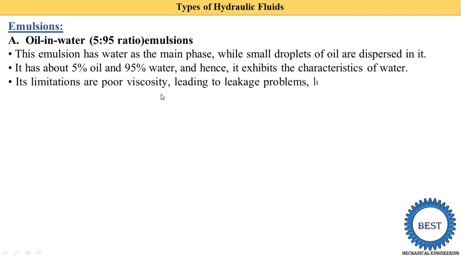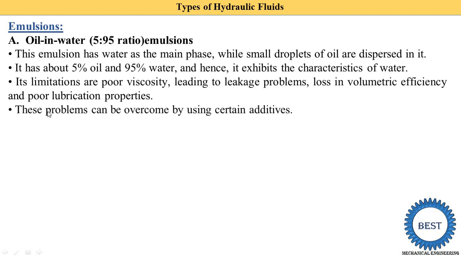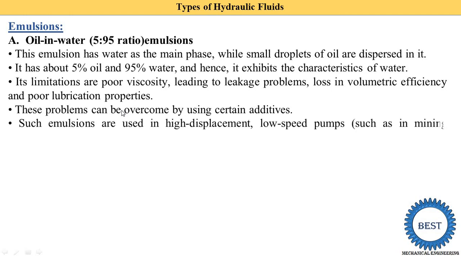Its limitations are poor viscosity leading to leakage problems, loss in volumetric efficiency and poor lubrication property. These problems can be overcome by using certain additives. So we know that water is corrosive, and there are leakage problems and poor viscosity, but these problems are solved by adding different types of additives in the emulsions. Such emulsions are used in high displacement, low speed pumps such as in mining applications.